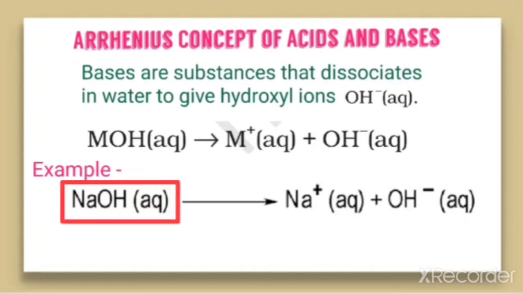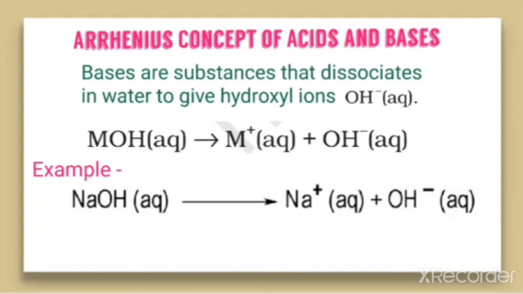Let us take one particular example, the very common example for a base, NaOH. NaOH in the aqueous condition gives rise to Na plus and OH negative ion. That means it gives rise to OH negative ion in the aqueous condition. Therefore, we call NaOH a base.